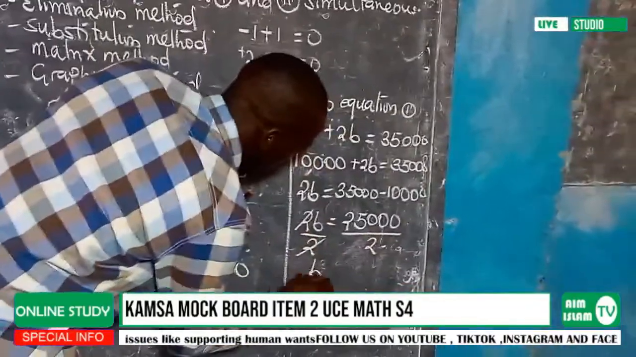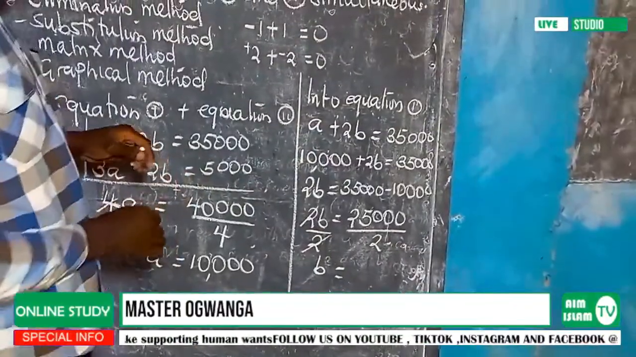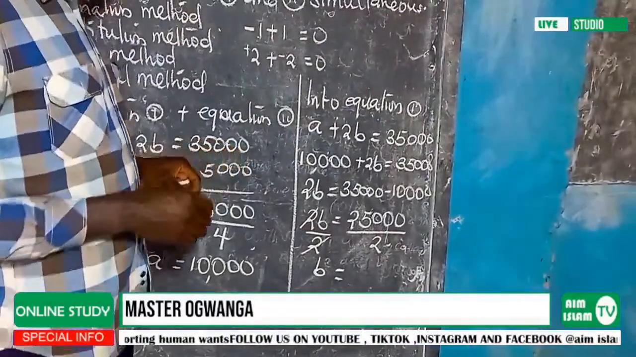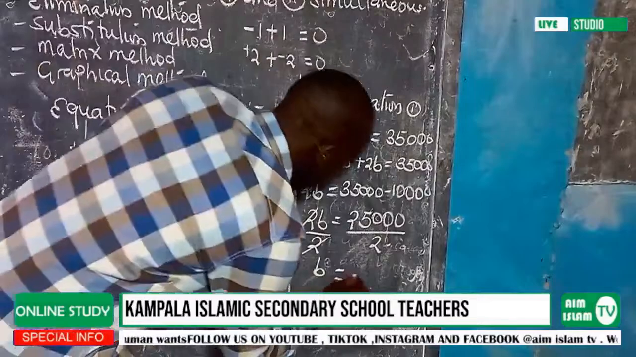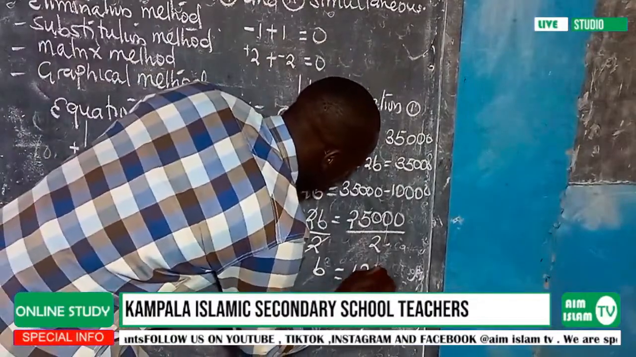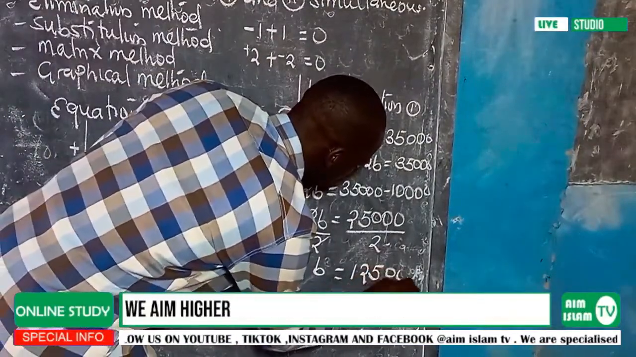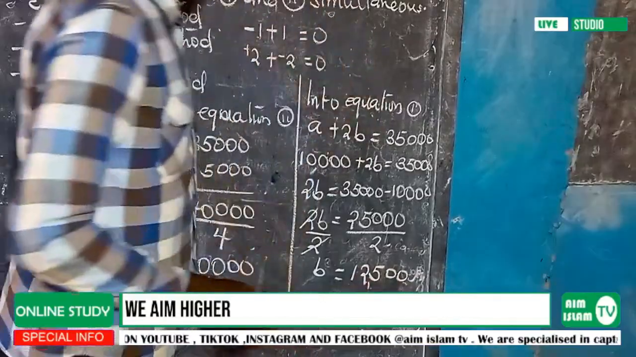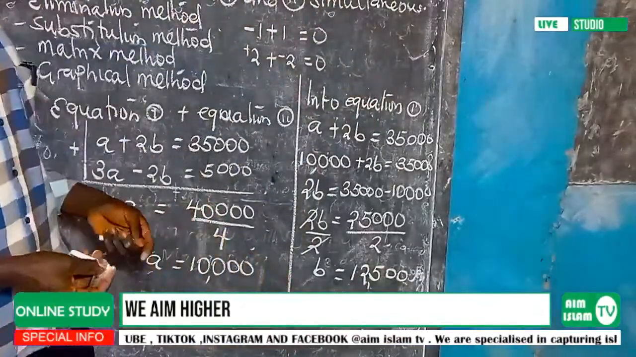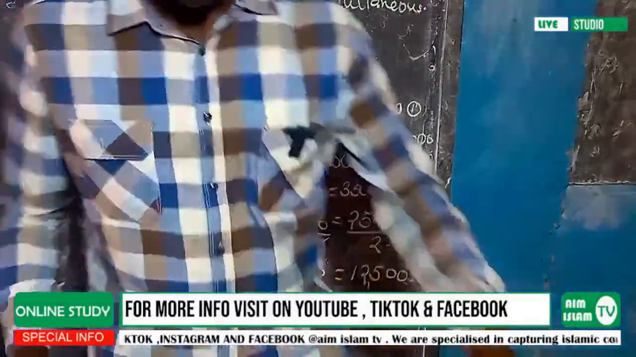Our b, you realize that if I divide 25,000 by 2, we will get the answer, which is 12,500. 12,500 shillings.